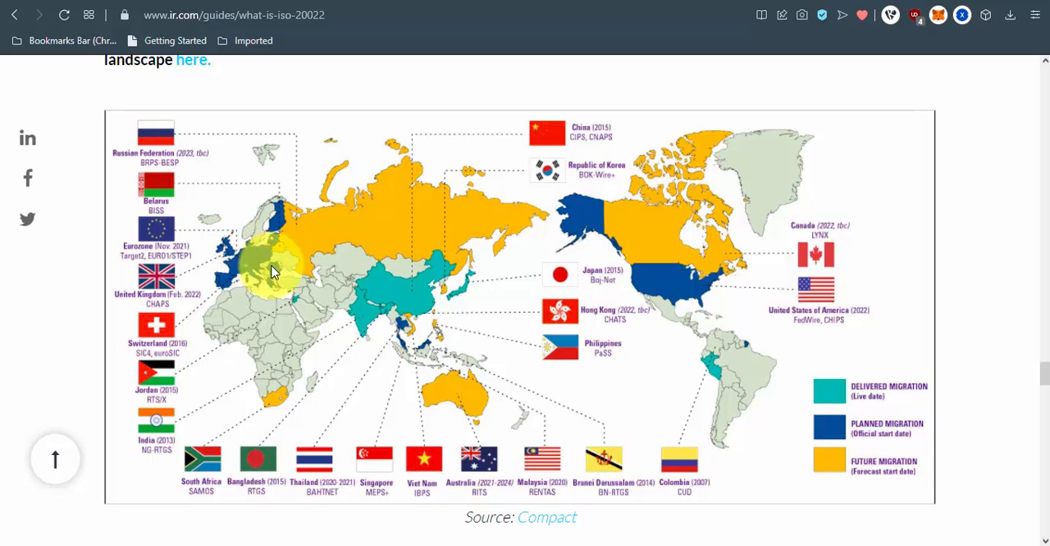And then you have the yellow, which is future migration. So you have this country here, I think it's Russia, and that's got a future migration date. Let's see if I can find it. It says here the Russian Federation, their RTGS system is in 2023, and you have countries like Canada, they've got a future migration date, and so on. So RTGS HVPS has been around for a long time. It's not going live in November. The only thing that's going live in November is ISO 20022, and ISO 20022 has nothing to do with the RTGS settlement system. It's to do with the messaging layer of banks.